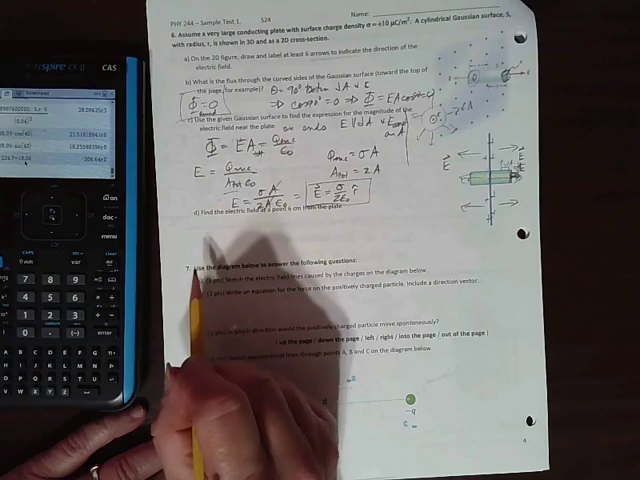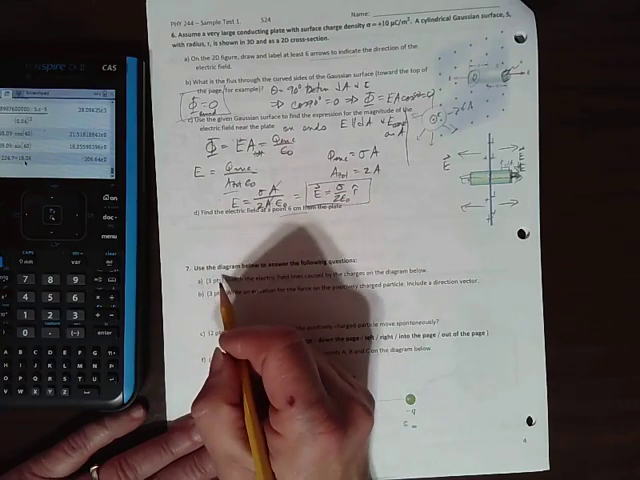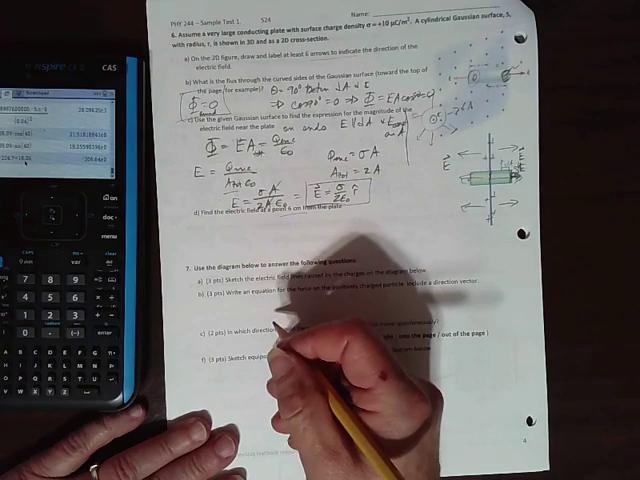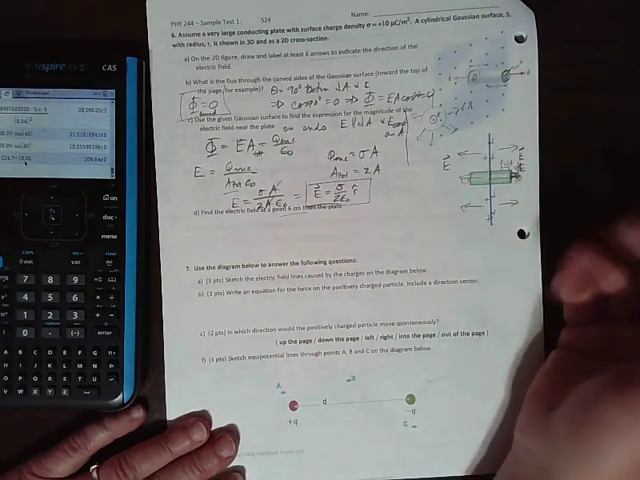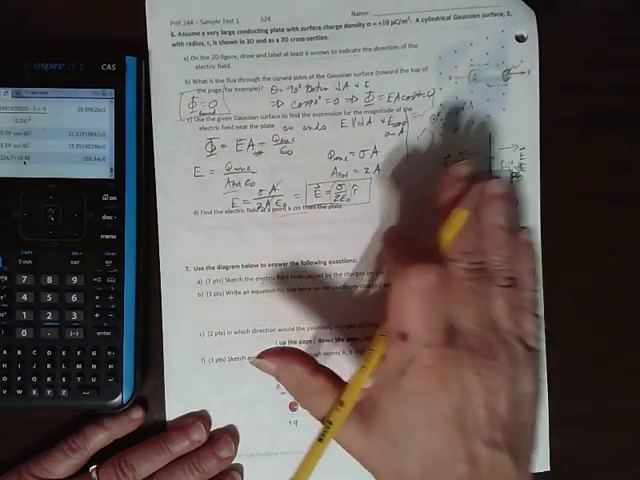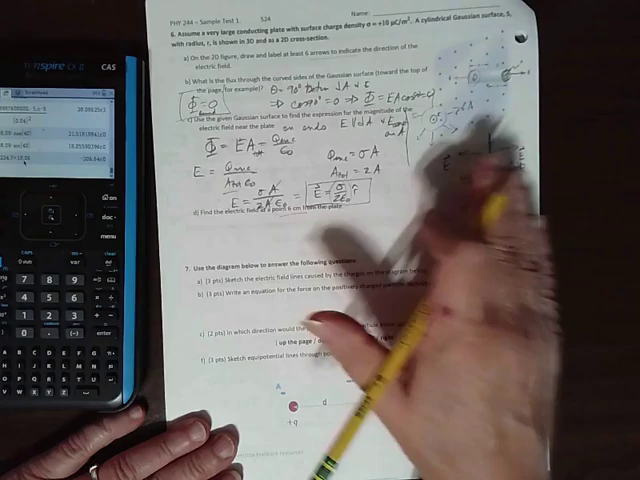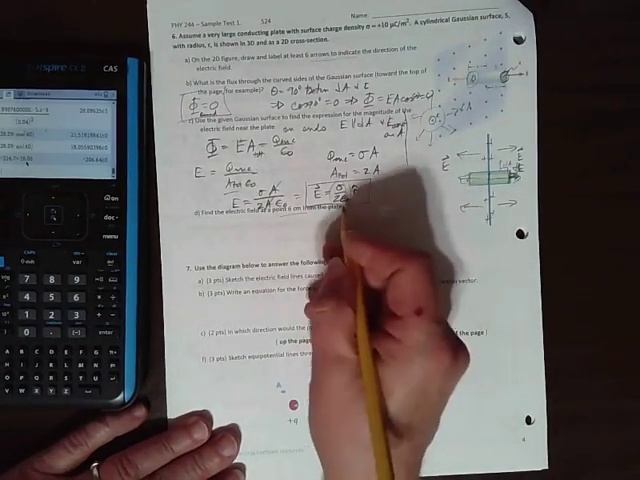Okay, and then part D. Find the electric field at a point 6 centimeters from the plate. Well, the electric field anywhere from the plate, there's no R in here. It doesn't matter how far you are from the plate. Everything is very, very large, and basically we're assuming that the distance from the plate is small compared to the plate itself to get this kind of a result.